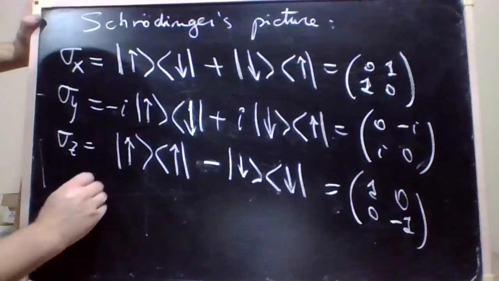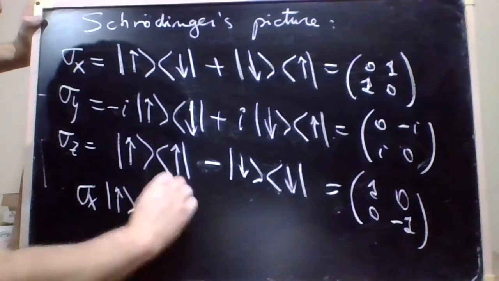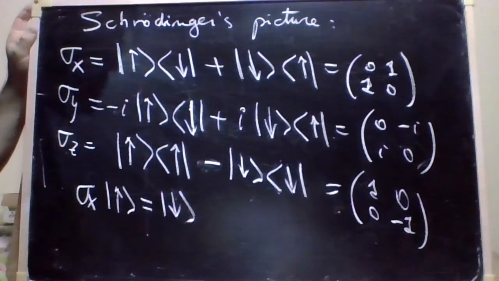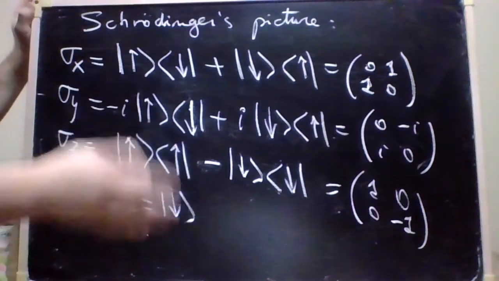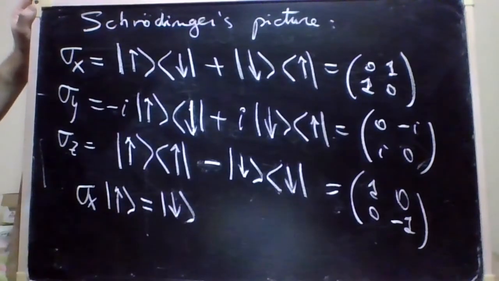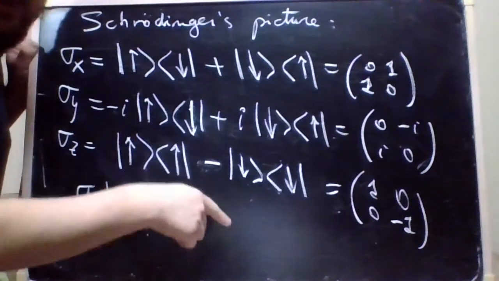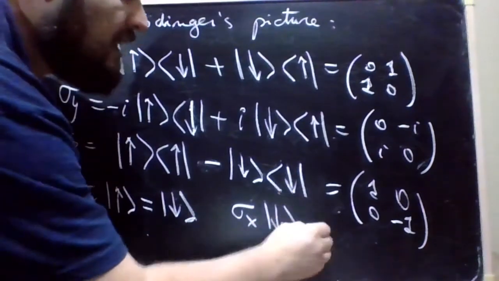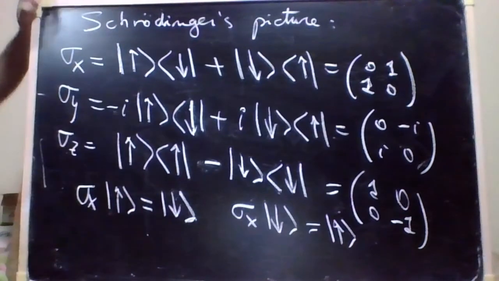Also, you can prove that sigma x applied to the up state produces the down state. So the sigma x matrix in the language of the z basis is a flipping operator. It flips the states of the spin in the z direction. So if you have an up state, it flips to the down state. And if you apply it to the down state, it flips to the up state. It's just the operation of the operator, all right?